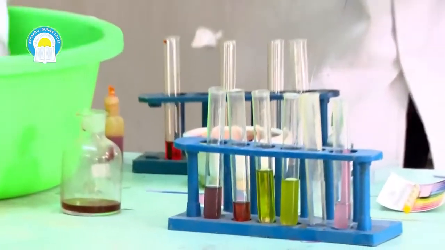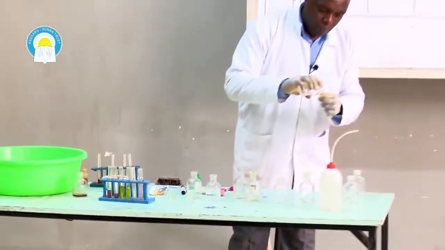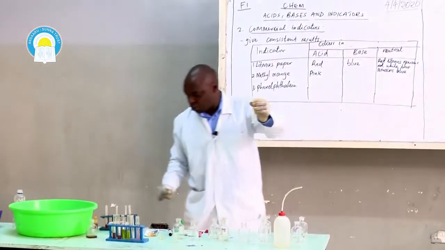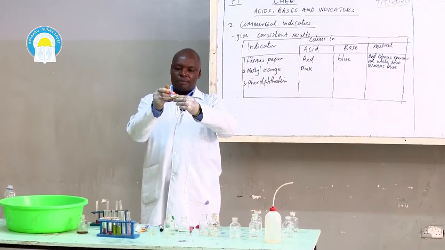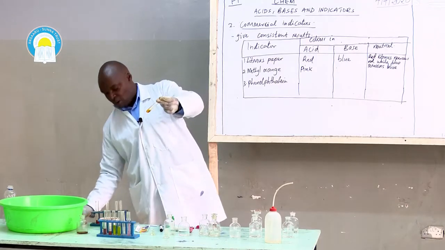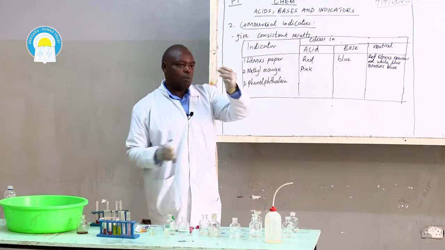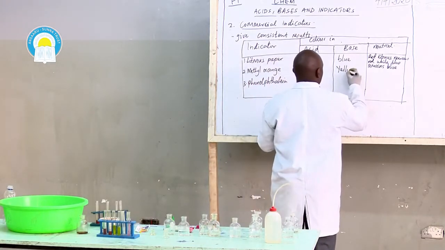What about a solution of sodium hydroxide? Or let me use ammonia solution. So methyl orange in ammonia solution, you see it becomes yellow. The color is yellow. Methyl orange in a base, the color is yellow.